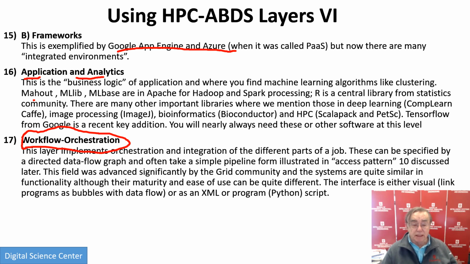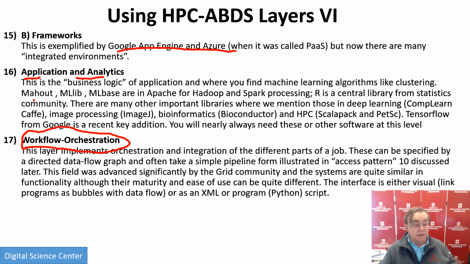The things you're joining together are very big. They each run for a long time. So workflow and orchestration is not terribly performance sensitive. And we will illustrate this with access pattern 10, which is a particular way of doing things, and which has workflow and orchestration in it.